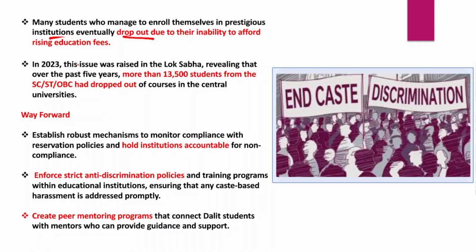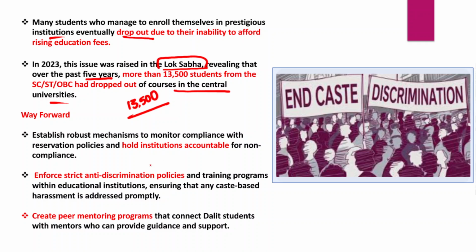And in 2023, this issue was also raised in the Lok Sabha, right? This is a very important issue, and this has to be raised. In 2023, this issue was raised in the Lok Sabha, revealing that over the past 5 years, more than 13,500 students from SC, ST, OBC had dropped out of courses in the central universities.